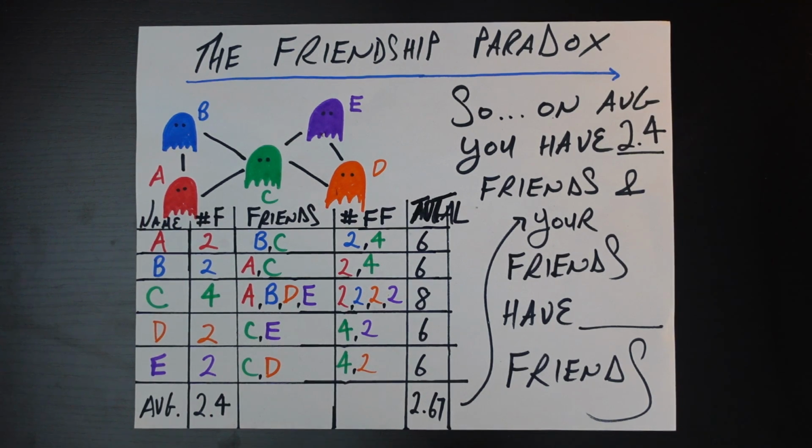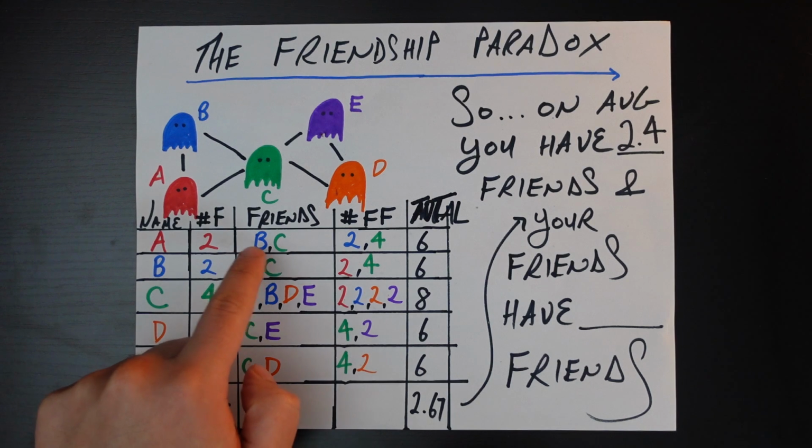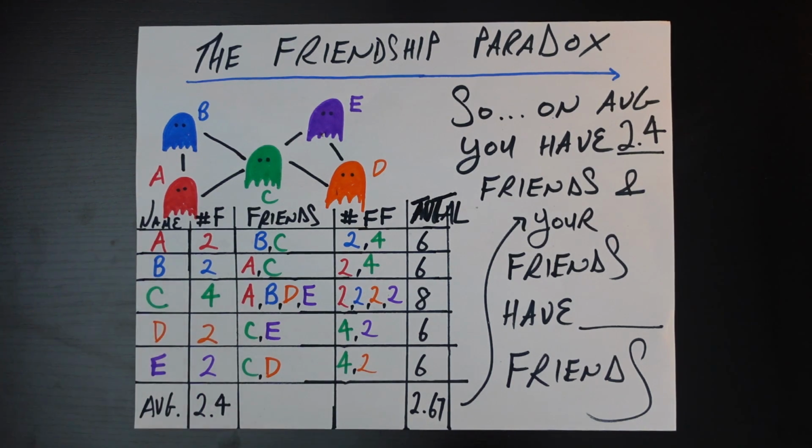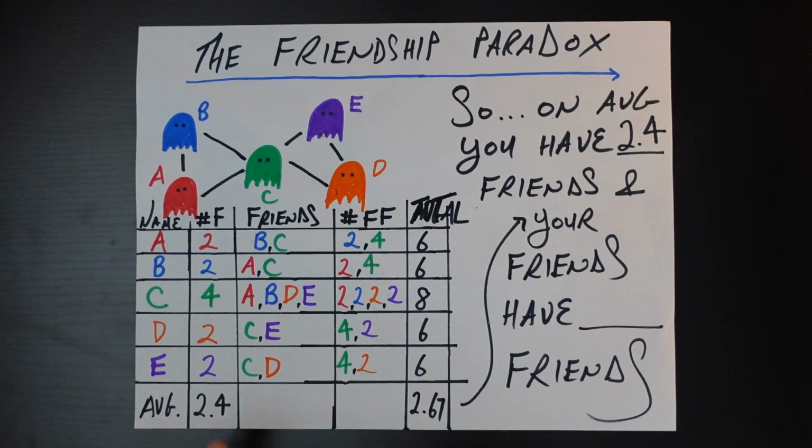This next column here is the number of friends that each person has. So if you're A, you have 2 friends, B and C. If you're B, you also have 2 friends, A and C. If you're C, you have 4 friends, everyone else in the network, A, B, D, and E. D and E also have 2 friends each.